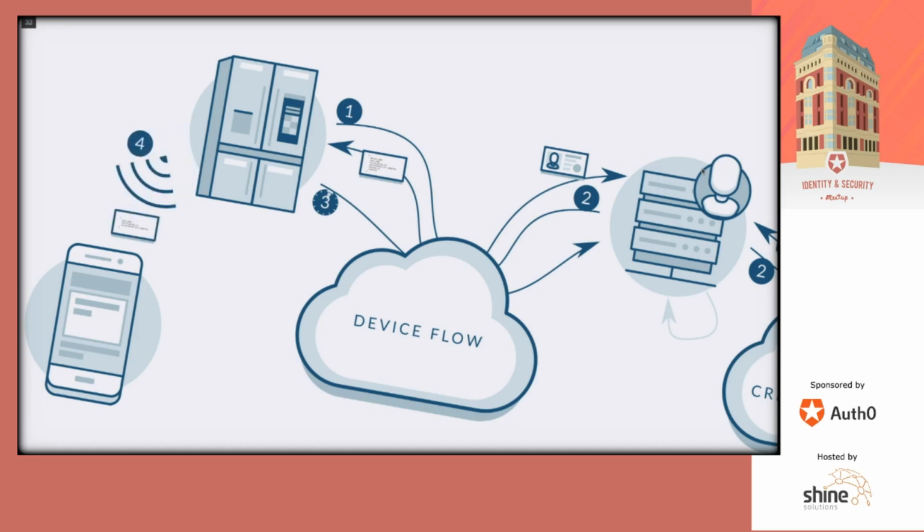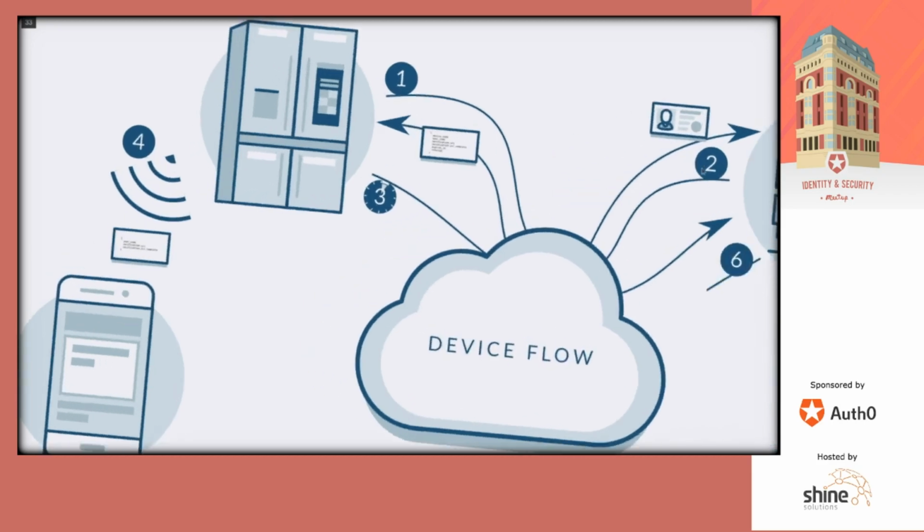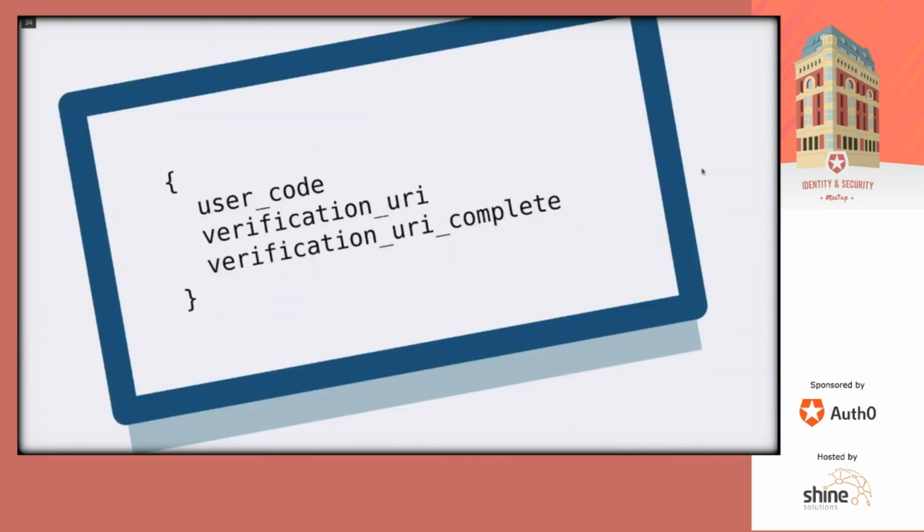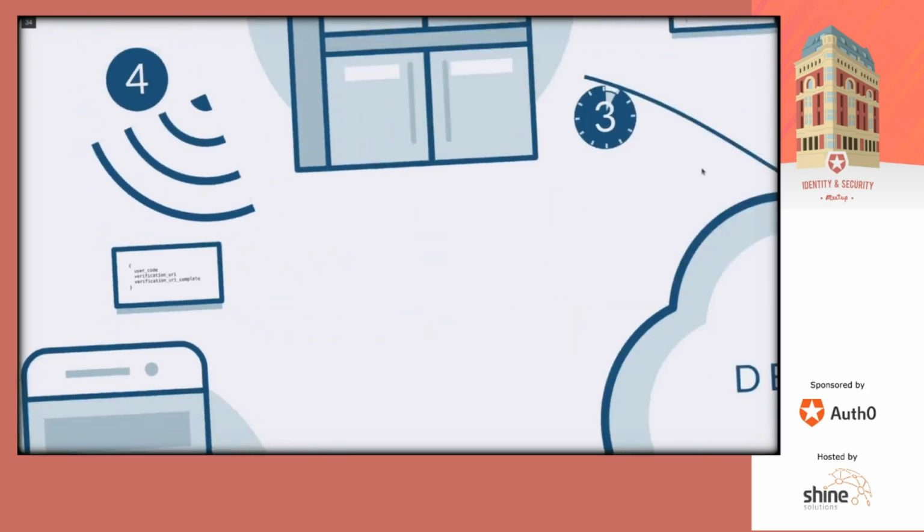In the background, in some way, some information gets passed from the fridge to my mobile phone. This could be in the form of a QR code, or a URL that I've got to type in. Essentially what this does is pass in the bits of information that I need to close that loop of authentication. I'll take, for example, the verification URI complete, which is a URL that I can click on, and it'll take me off to the identity provider.